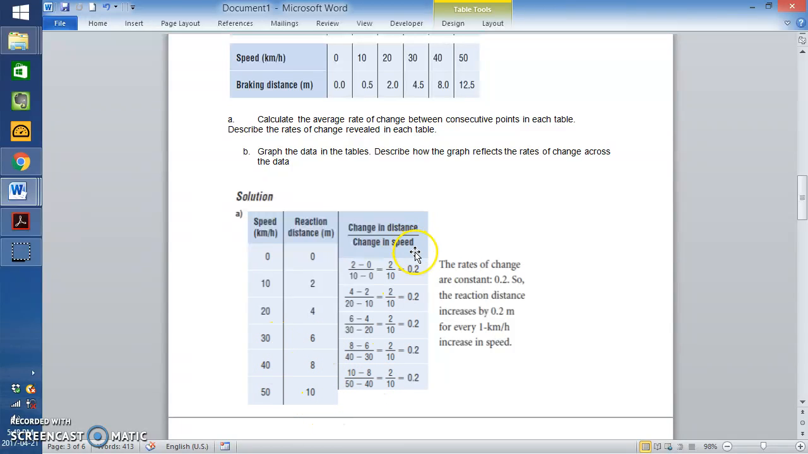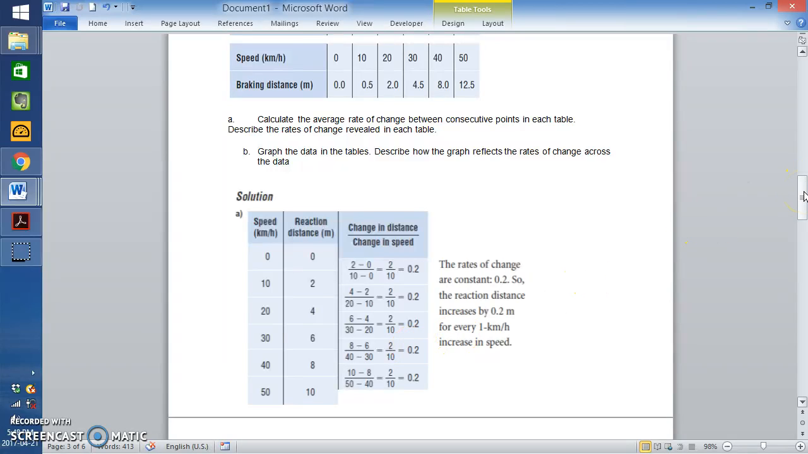And as you notice here, the ratio is the same for all the consecutive points. What does that mean? That means that the reaction distance increased by 0.2 meters for every kilometer per hour increase in speed. So we see that this is the same number. Keep that in mind. So we have the same number here.